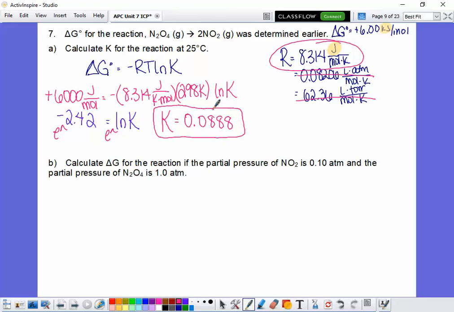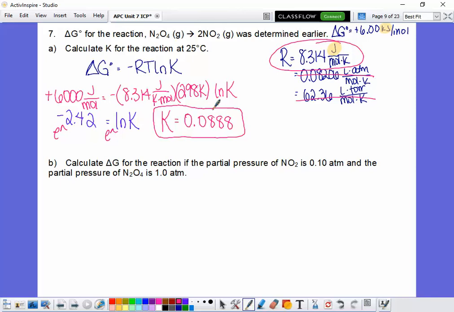Based off of the delta G, which side of the reaction is favored? Why are you saying the reactants? Because delta G is positive, and a negative delta G means that the reaction is favored in the forward direction, so therefore the products are favored. So when delta G is positive, that means the reverse reaction is favored, or the reactant side, right? Think back to Unit 5.